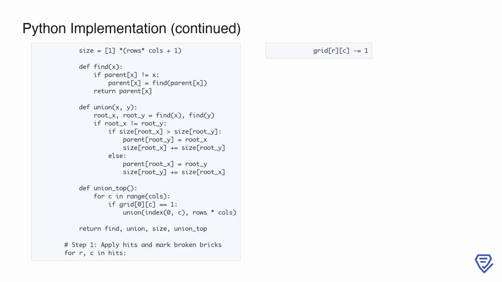For each hit, we temporarily reduce the value of the targeted brick in the grid by 1, simulating its removal. This prepares the grid for analyzing which bricks remain stable after the hits.